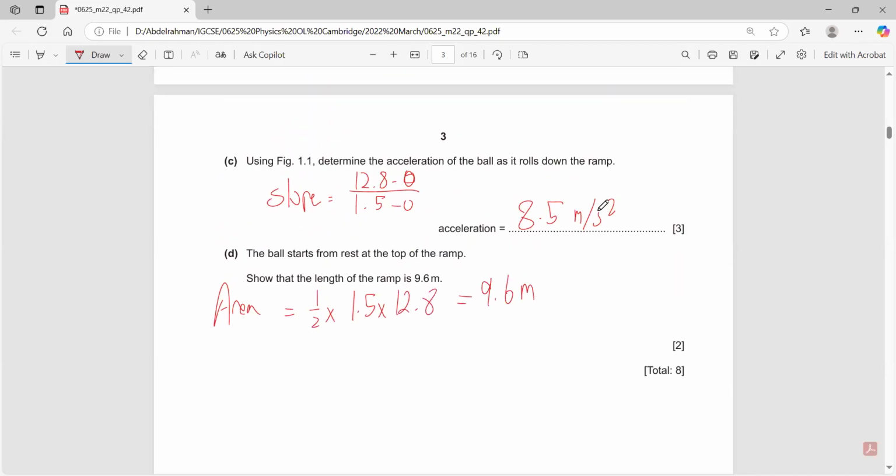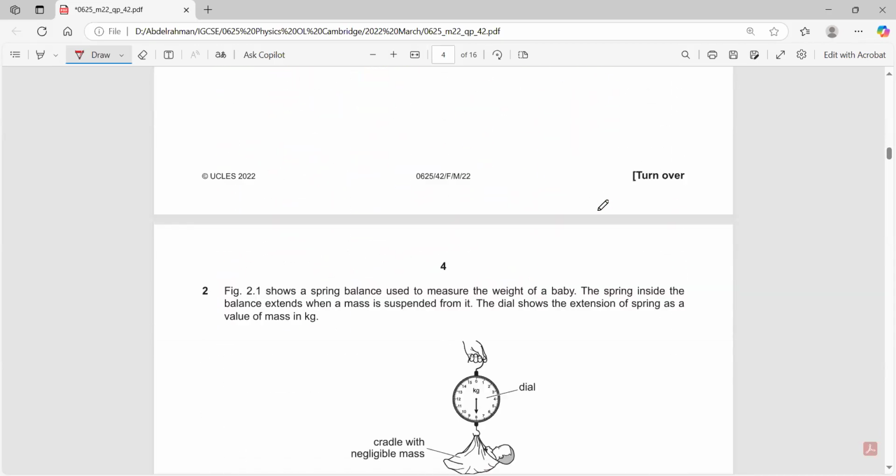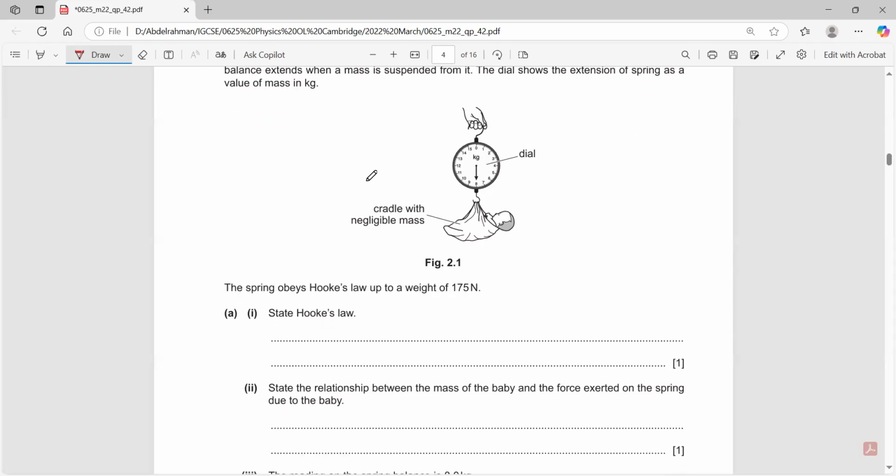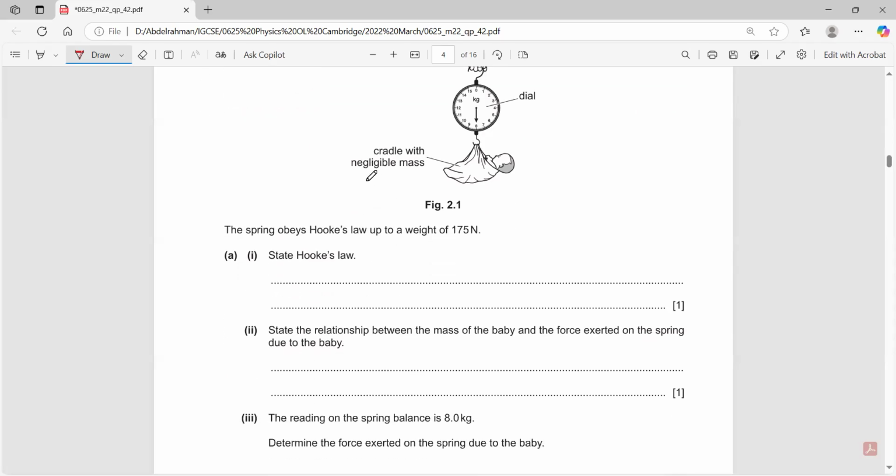Okay, one of the very common questions in paper 4. Figure 2.1 shows a spring balance used to measure the weight of the baby. The spring inside the balance extends when a mass is suspended from it. The dial shows the extension of the spring as a value of mass in kilograms. The spring obeys Hooke's law. State Hooke's law. What is Hooke's law?